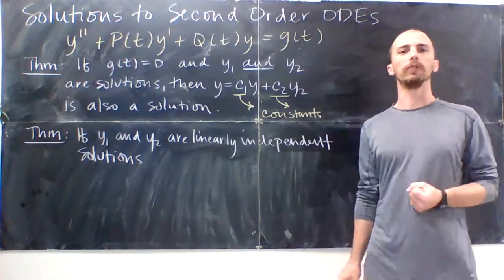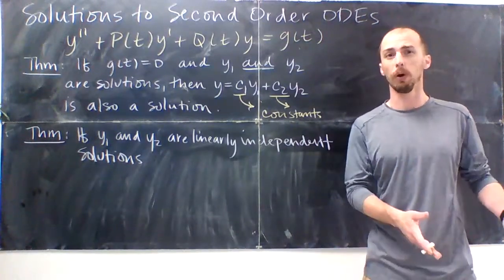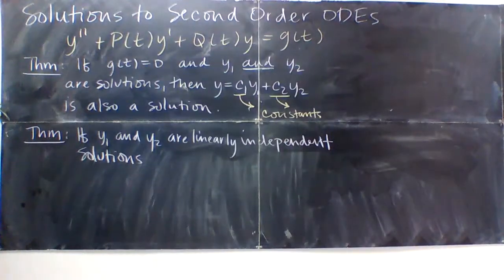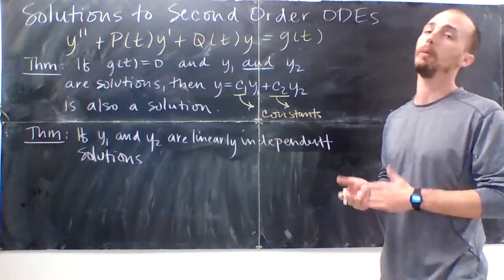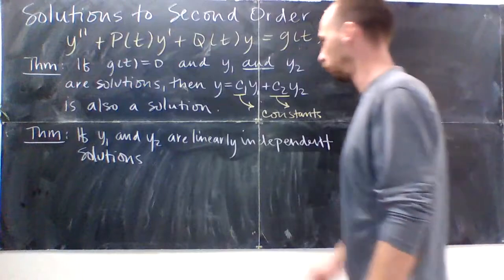Probably a more rigorous way of saying that is that the only way that we can add y1 and y2 together to get 0 is by taking 0 of each of them. Okay, the only linear combination of y1 and y2 that I can take to get a constantly 0 function would be 0 of each. Okay, so they are linearly independent solutions.